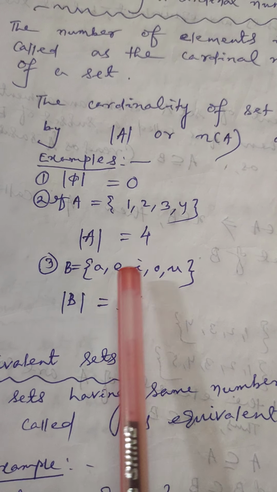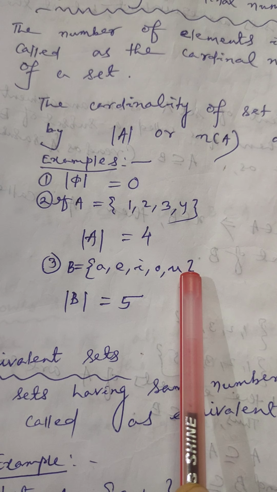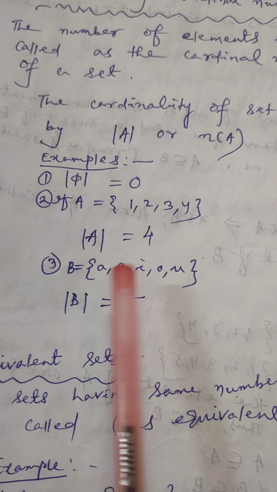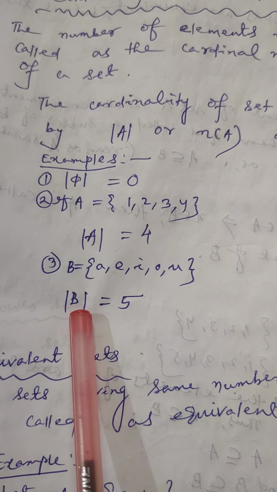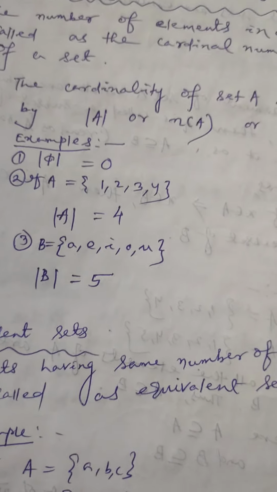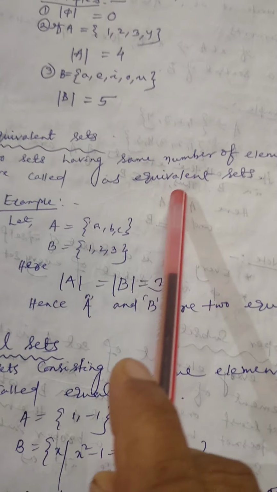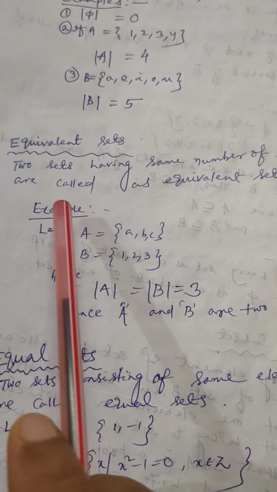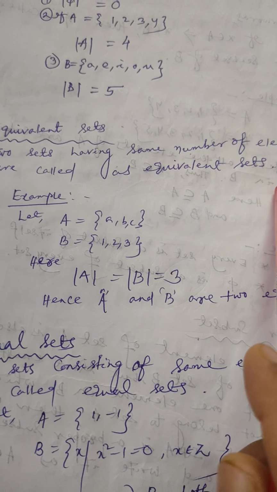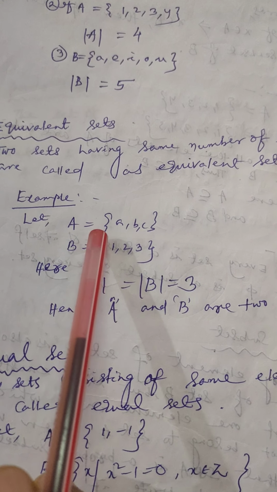Consisting of elements A, E, I, O and U. Definitely B has 5 elements. Therefore, cardinality or cardinal number of B is 5. Now we'll consider equivalent sets. Two sets having the same number of elements are called equivalent sets. Examples are to be considered.